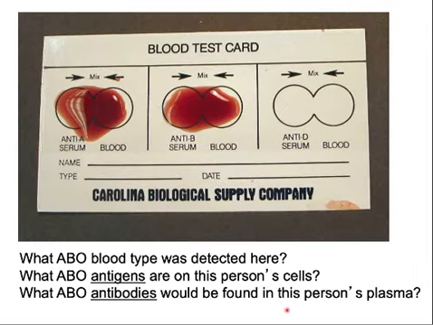This person doesn't have agglutination in either well. So this person is type O, okay? And that's because they don't have the A or the B antigen. They must be type O, right? So this is universal donor, okay?